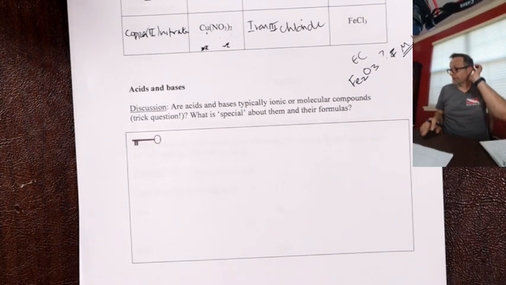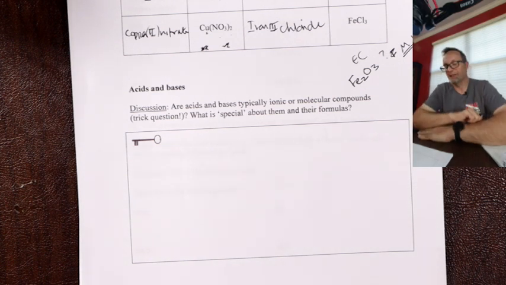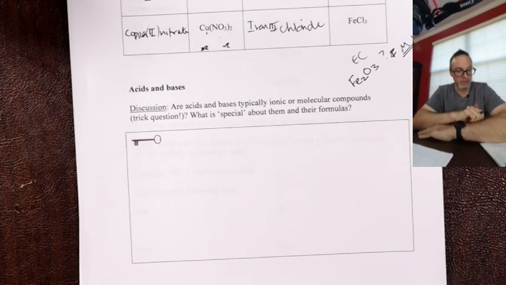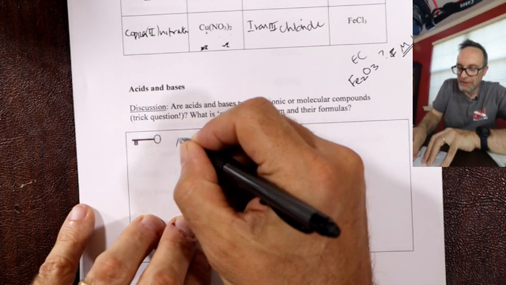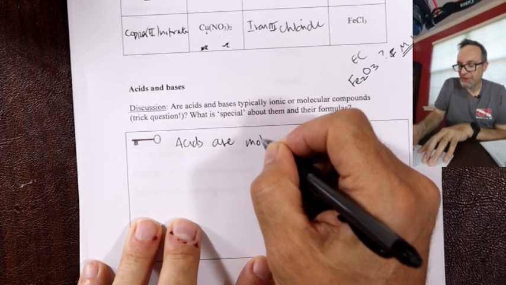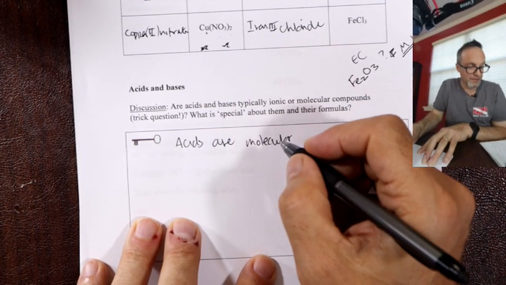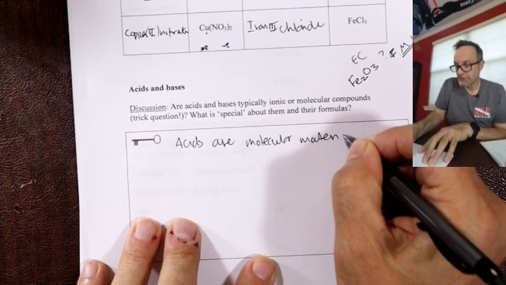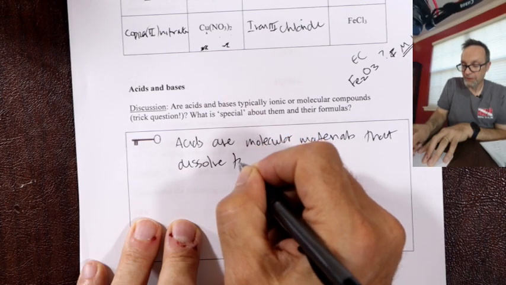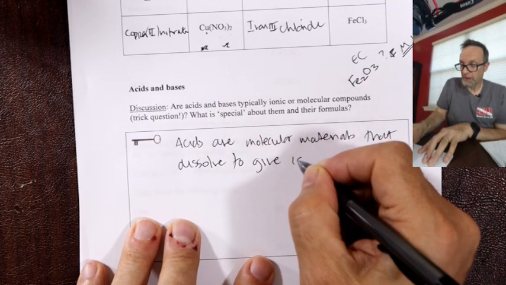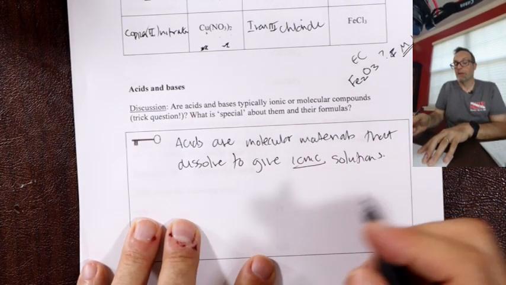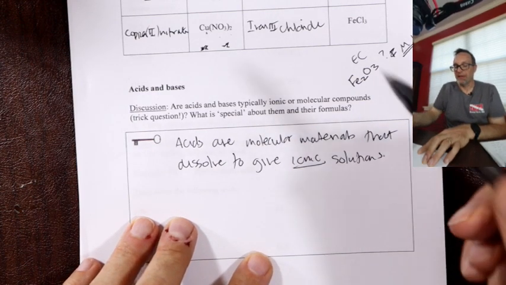Okay. Now, the last thing, acids and bases. Now, acids and bases are special, if you like, special ionic compounds. Okay, and they're special. Why? Acids, typically in the pure state, they're molecular, right? Materials that dissolve to give ionic solutions. Okay. Bases are just like salts, right? They just dissolve immediately. Okay, anyway, just a quick thing.